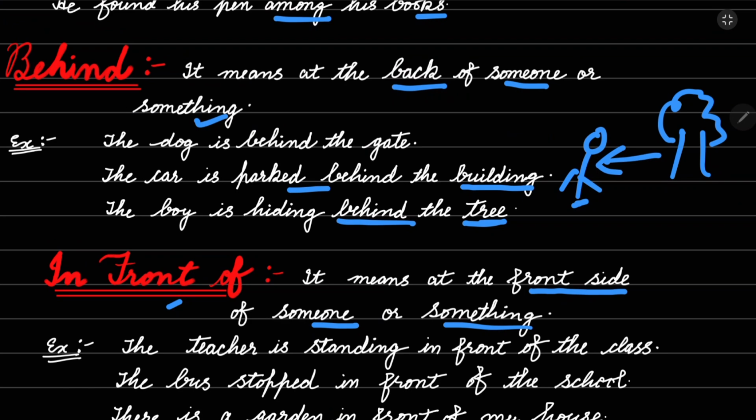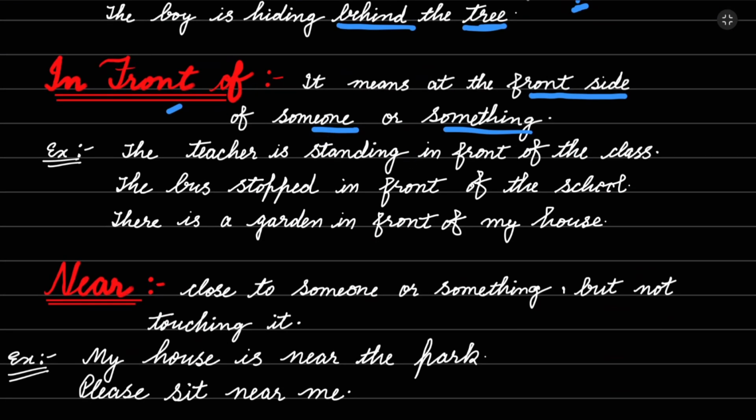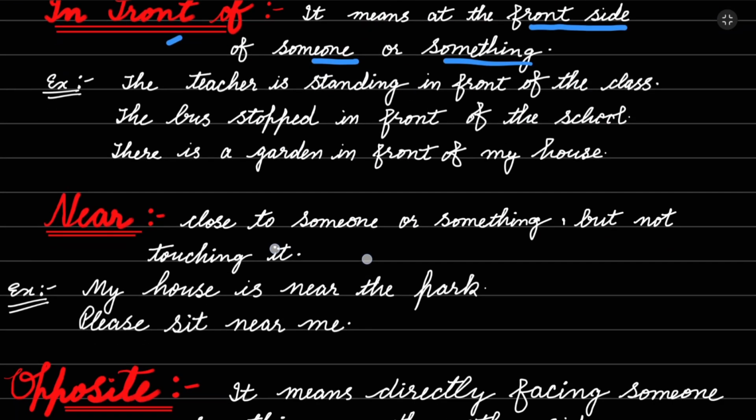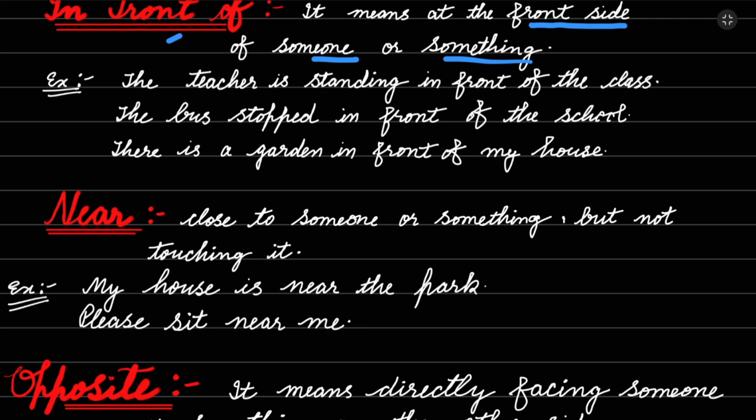Behind means at the back side and in front of means at the front side. For example, the teacher is standing in front of the class. The bus stopped in front of the school. There is a garden in front of my house.